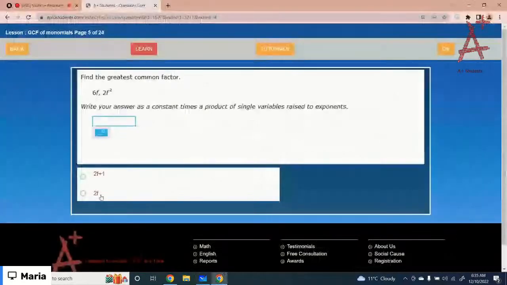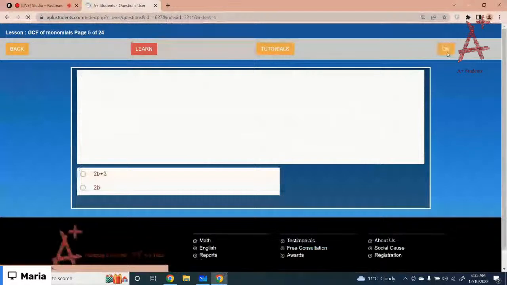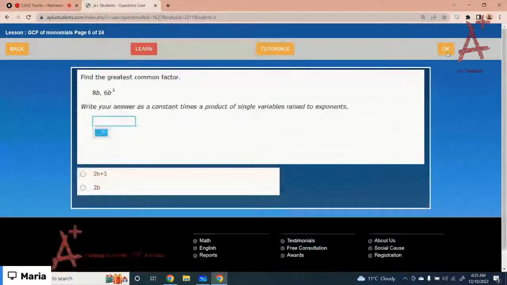So just select the correct option and then click on the OK button. Okay, which is the greatest common factor? The first option or the second one?